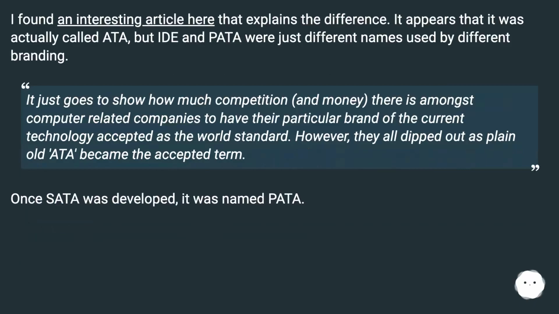I found an interesting article here that explains the difference. It appears that it was actually called ATA, but IDE and PATA were just different names used by different branding. It just goes to show how much competition, and money, there is amongst computer-related companies to have their particular brand of the current technology accepted as the world standard. However, they all dipped out as plain old ATA became the accepted term. Once SATA was developed, it was named PATA.